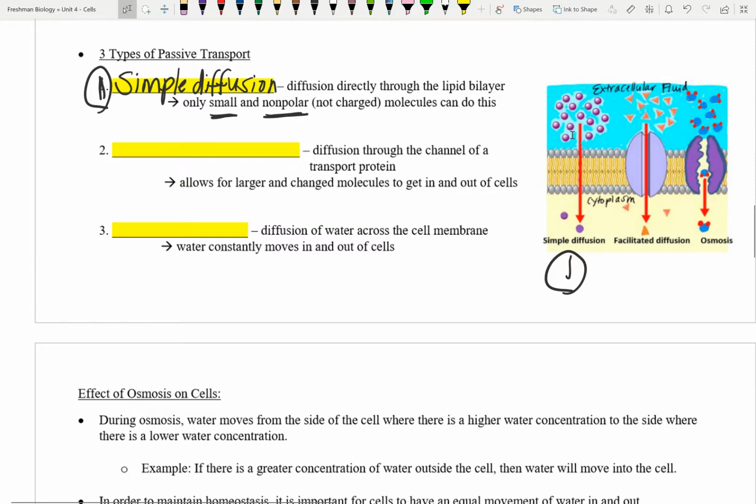But what if something is too big to squeeze directly through the bilayer? Or what if it does have a charge, like an ion, or a molecule like water that's polar? Then it's not going to be able to go directly through the lipid bilayer, and it would have to use a transport protein, a channel that it would travel through. So the second type of passive transport is where the diffusion happens using a transport protein, and we call that facilitated diffusion.